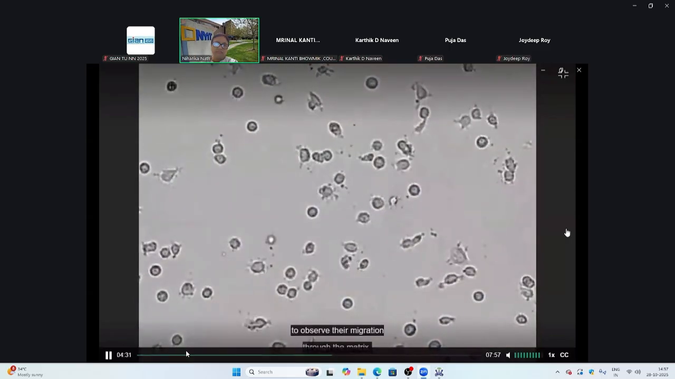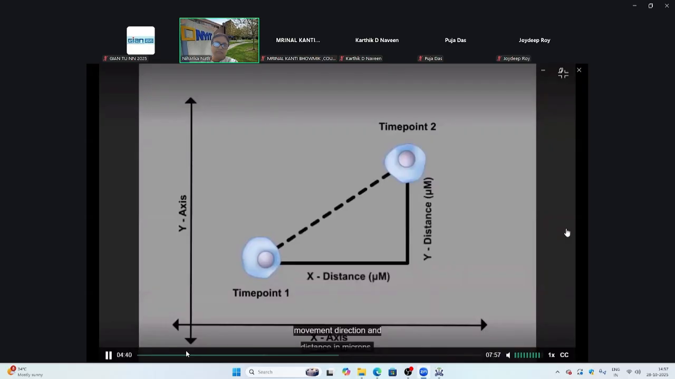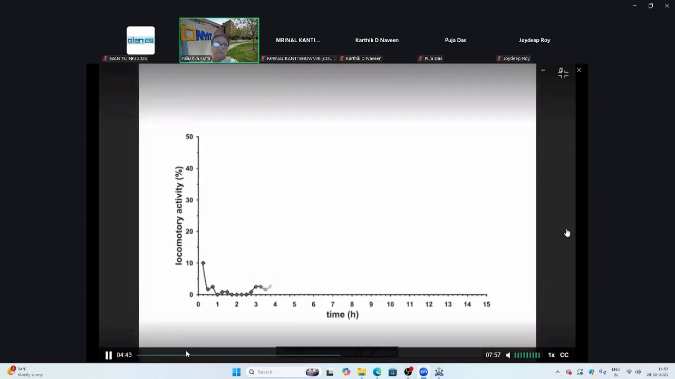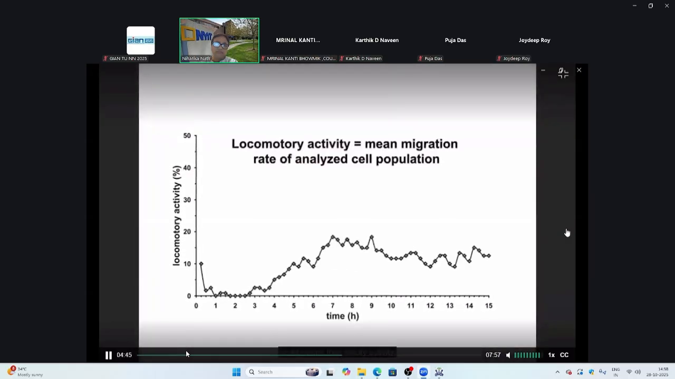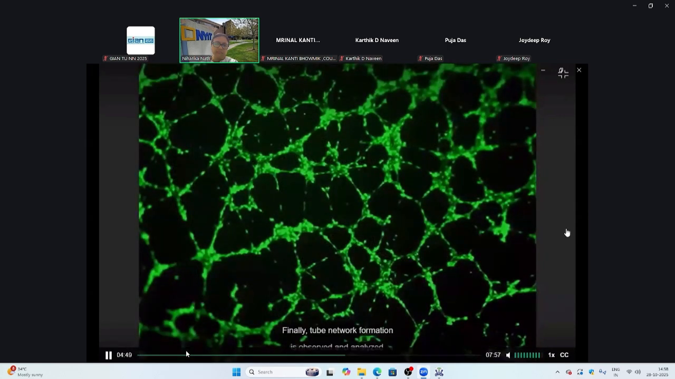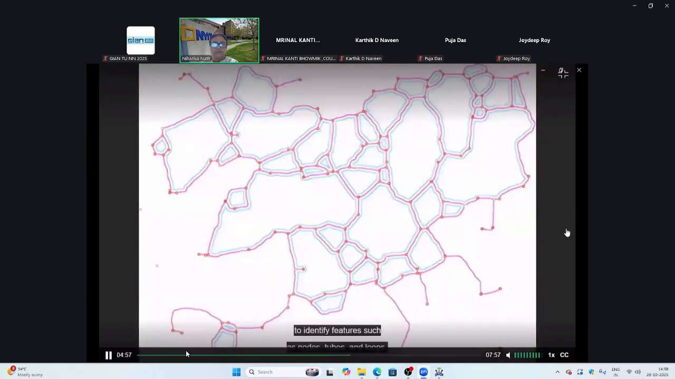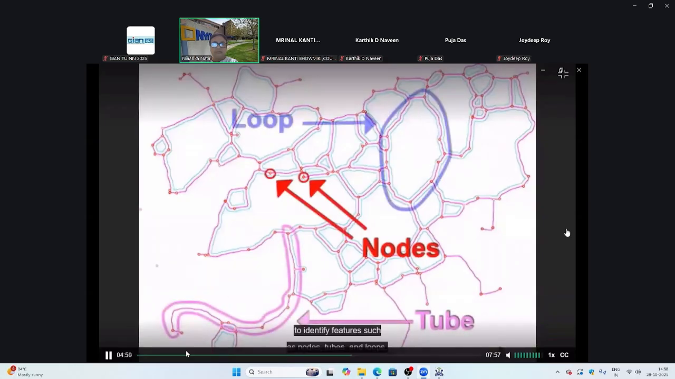Using time-lapse microscopy software, individual cells can then be tracked to observe their migration through the matrix. The resulting images are analyzed and cell positions are used to calculate movement direction and distance in microns. These values can then be plotted to determine locomotory activity, the average migration rate of the cells. Finally, tube network formation is observed and analyzed using visualization software to identify features such as nodes, tubes, and loops.